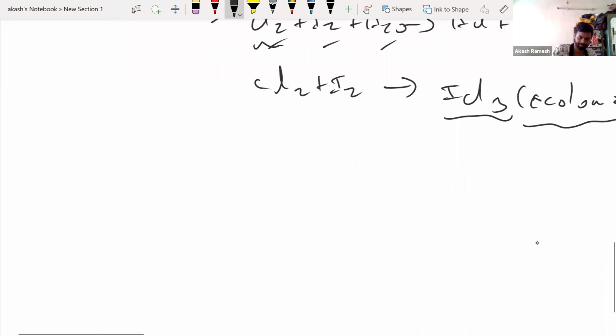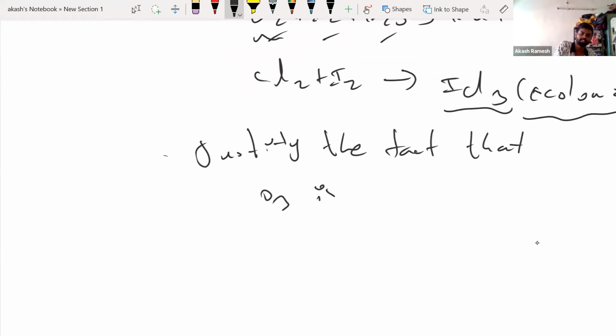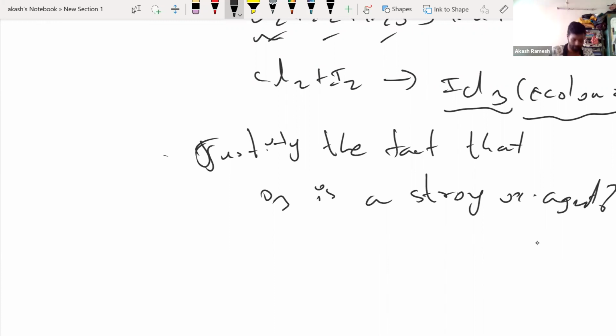Justify the fact that O3 is a strong oxidizing agent. Basically, we have to give the reason for this. Okay, justify this statement. Group 3, a question.